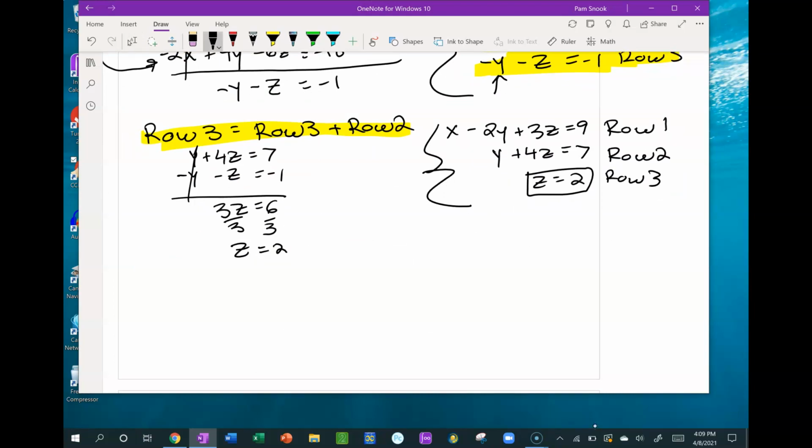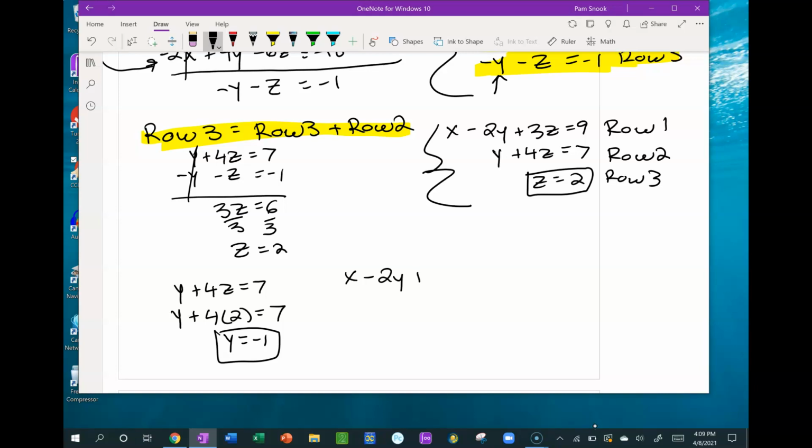So now I'm going to say y plus 4z equals 7. So y plus 4 times 2 equals 7. 4 times 2 is 8. So when I subtract 8 from both sides, I get y equals negative 1. All right, backward substitute. I now have y and z. Plug them into row 1.